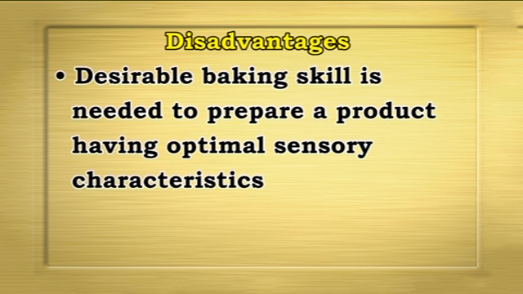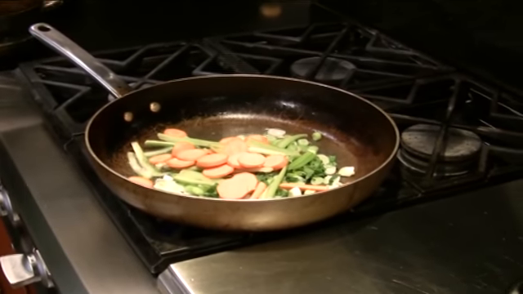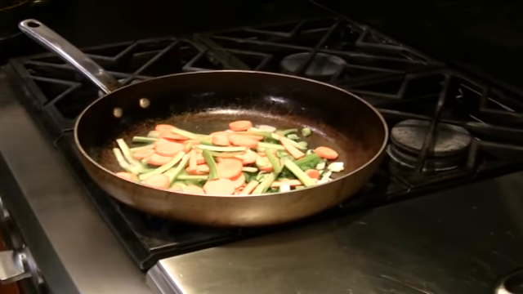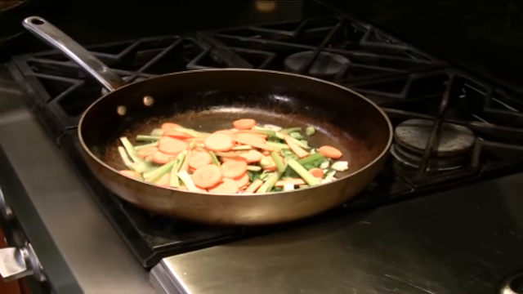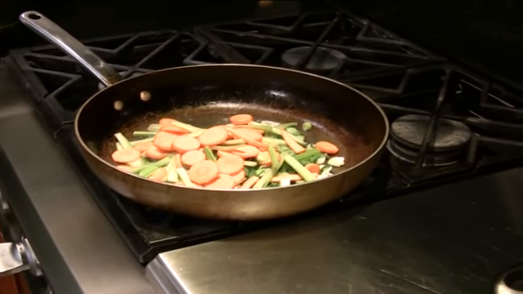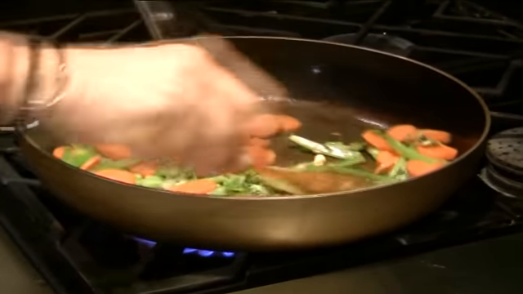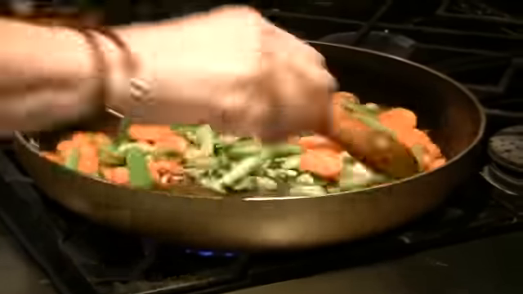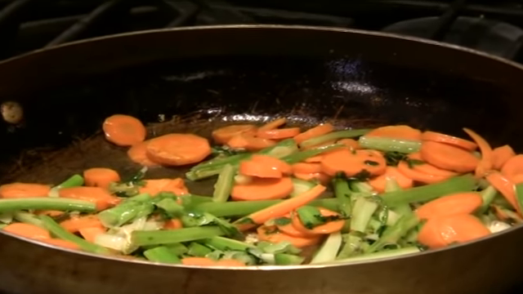A desirable baking skill is needed to prepare a product having optimal sensory characteristics. Sauteing. Here, fat is used as the medium of cooking. Food is lightly tossed on a pan with a very small quantity of oil, which is just sufficient to cover the base of the pan. Food is turned or tossed with a spatula to enable all the food pieces to come in contact with the oil. This helps to achieve uniform cooking.